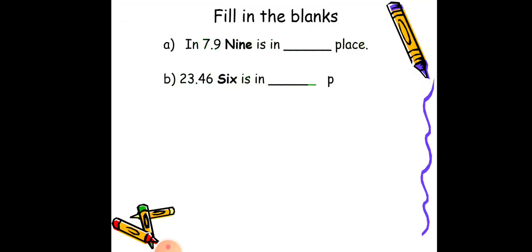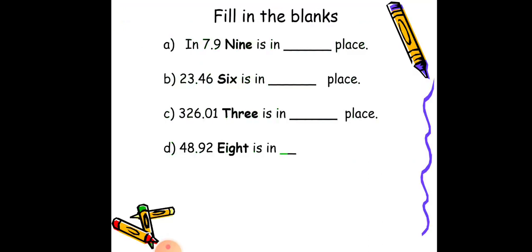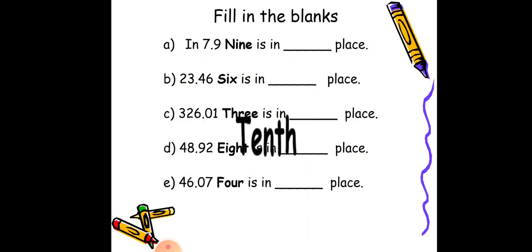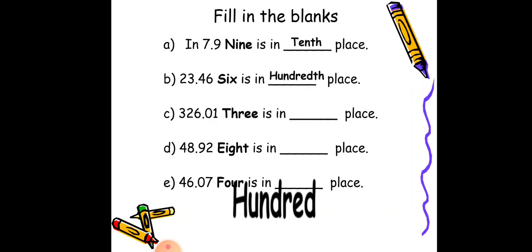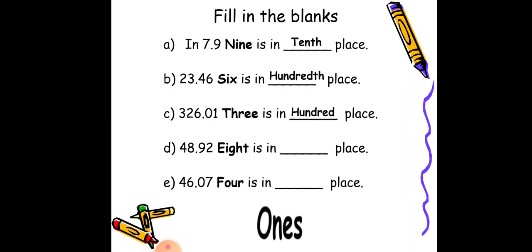Fill in the blanks. In 7.9, 9 is the place value. Tell me. In 23.466, 6 is the place value hundredth. Please do this activity as follows.